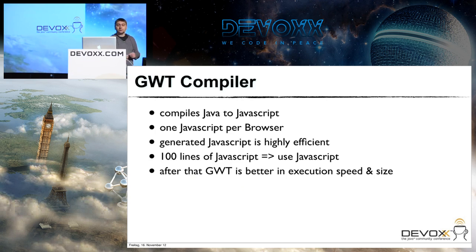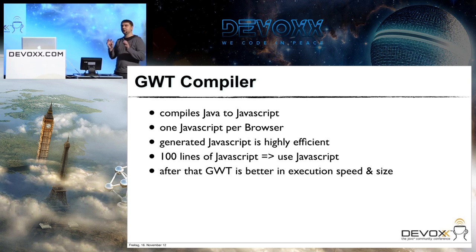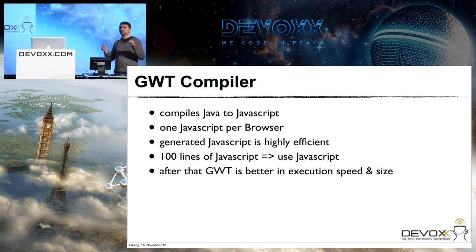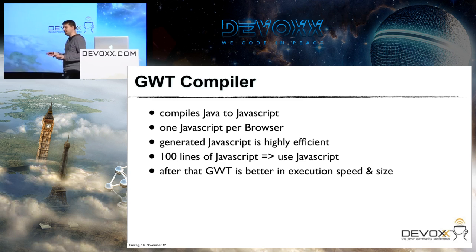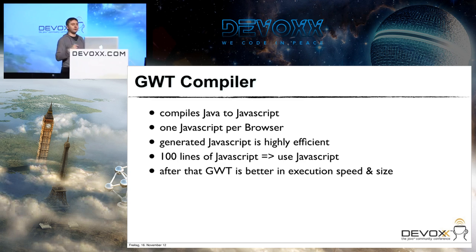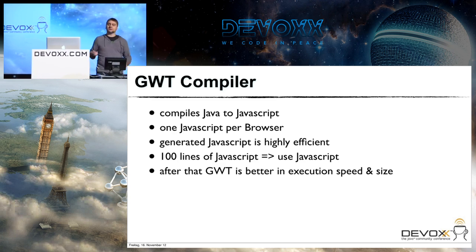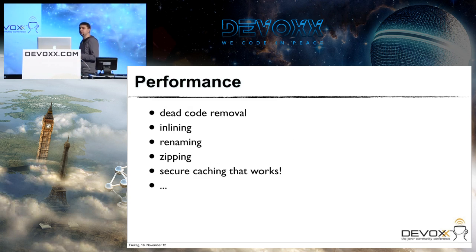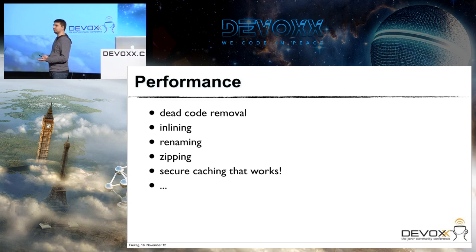But we don't want your users to install a plugin, so we do have to have a compiler, of course. And that compiler takes all your Java code and compiles that down to JavaScript. It actually compiles one JavaScript per browser, which is a very good idea if you think about it. We're going to come back to that later. As a rule of thumb, if you have like 100 lines of JavaScript in your code, you're better off coding by hand. But after that, with GWT, we are better in execution speed and size. Because we can do several things like dead code removal, inlining, renaming, zipping, secure caching that works, and so on and so forth, that are really, really hard to do in plain JavaScript.